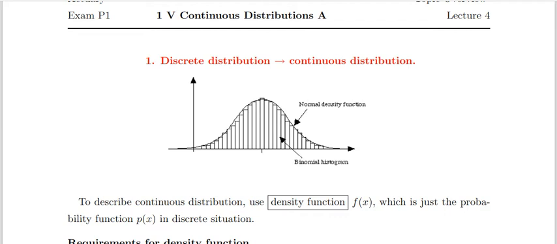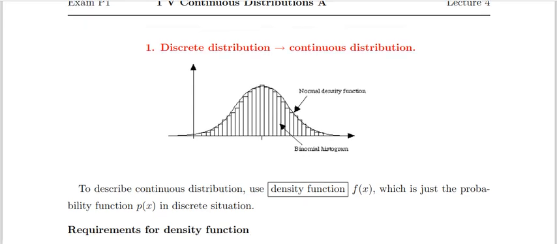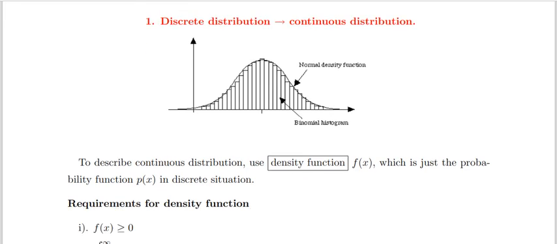For a continuous distribution, we use a curve to describe the distribution. So there's a curve, there's a function, we call it the density function. The density function is just like a probability function in the discrete situation. So just a probability, right?